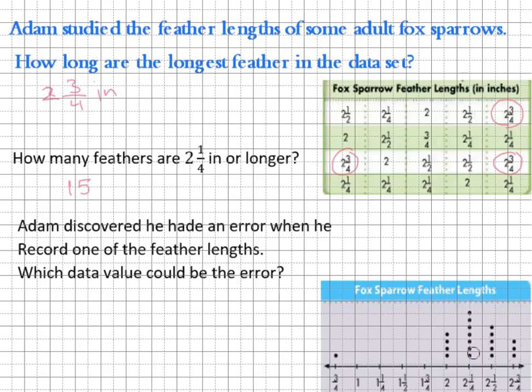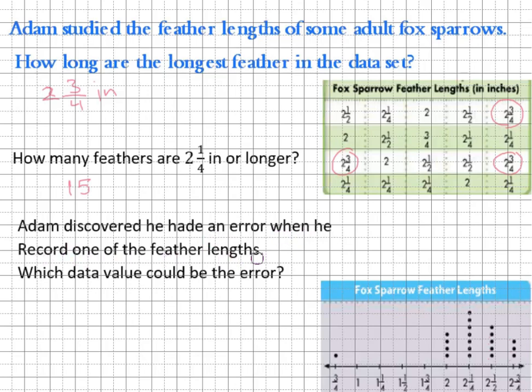But the easy way here is to count the dots from 2.25 and above, not the smaller ones. This is smaller than 2.25. We count all of these, then 2.5, then 2 and 3/4, because it's 2.25 or bigger.